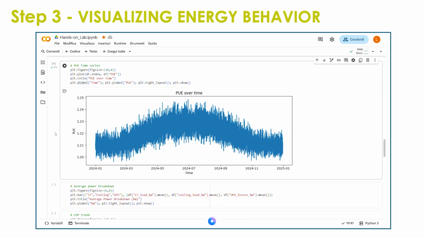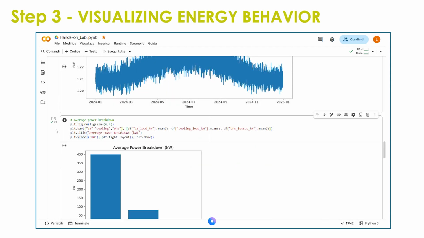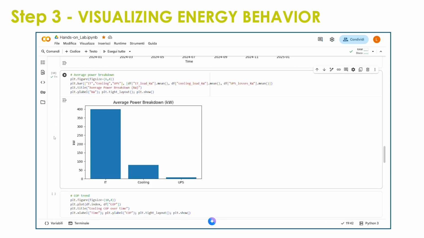In the next cell, we can also show the average power breakdown. By running the code, we see that the main component of the data center consumption is the IT load. Of course, we simulated it to be around 400 kilowatts, and it accounts for about 82% of the total facility consumption. As we know, the second major component of the total consumption of the facility is the cooling system, which accounts for around 16% of the total load. And finally, we have the UPS system, which consumes about 2% of the total load.